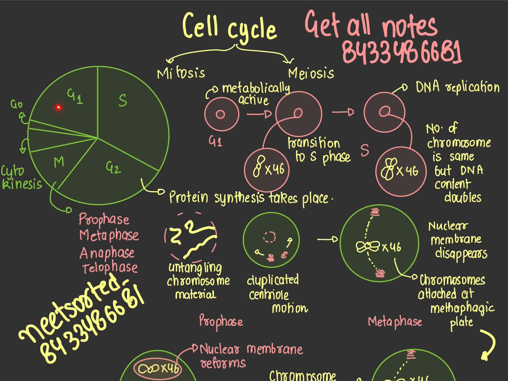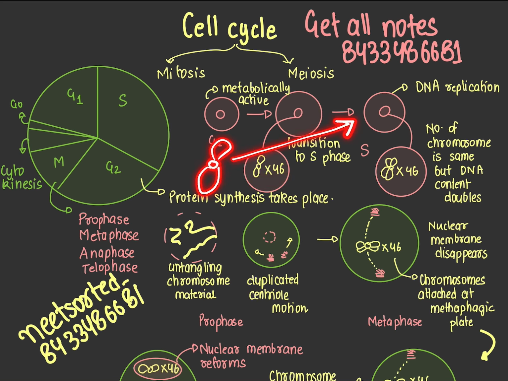We'll begin with G1. G1 is the gap phase 1. In this, the cell is metabolically active but doesn't grow. During the transition to S phase, the cell increases in size due to accumulation of products. The nucleus in the G1 phase has 46 chromosomes. Here, the chromosome looks like this.